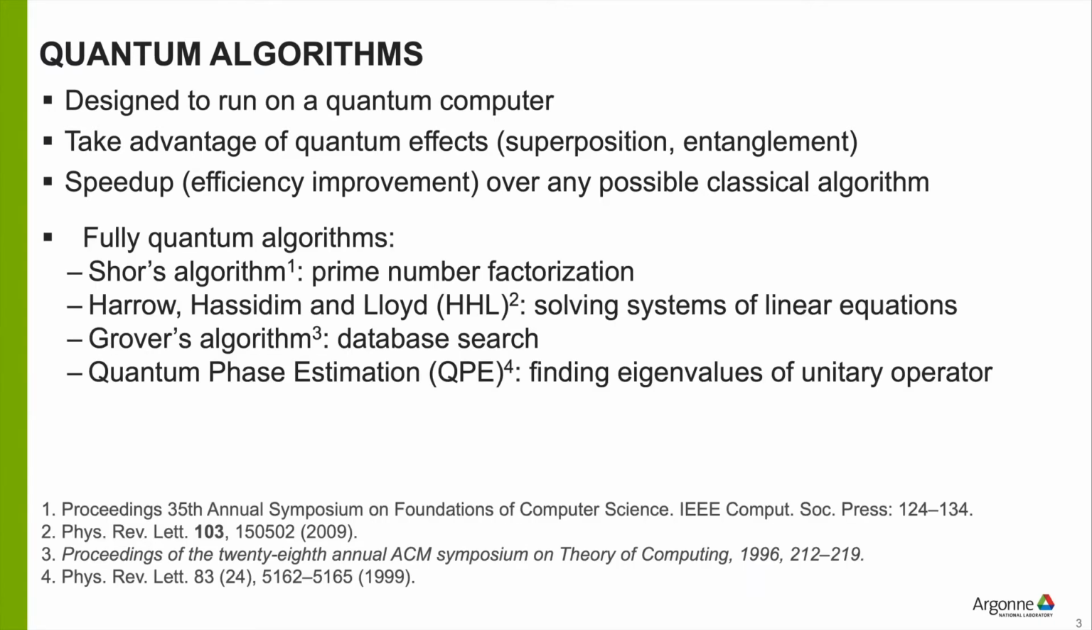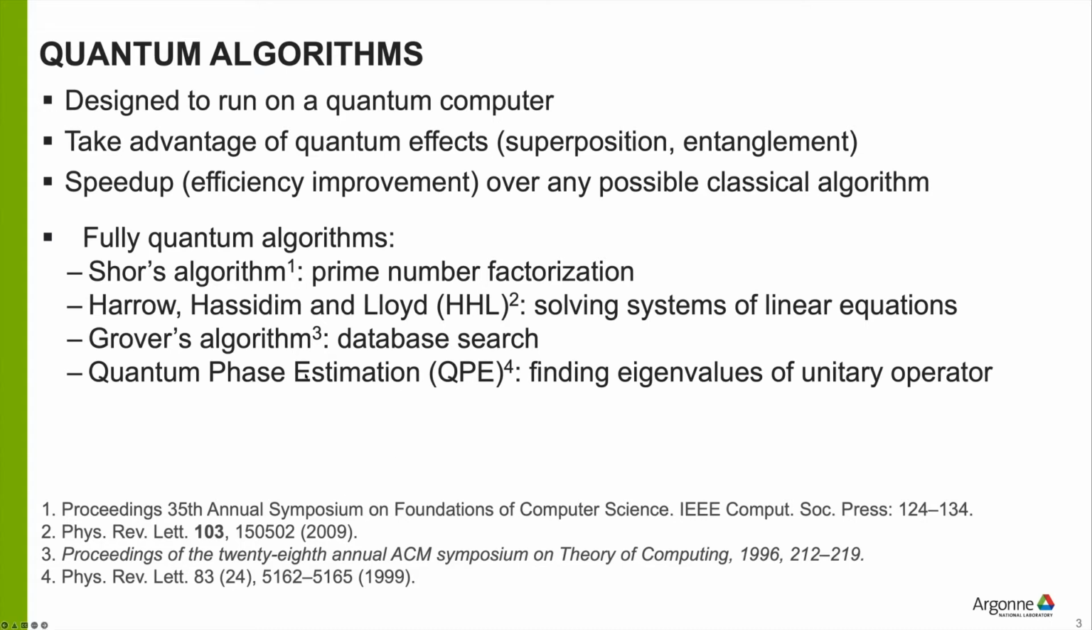Some examples of fully quantum algorithms are the famous Shor's algorithm for prime number factorization. If you have a good quantum computer, you can factorize very large numbers, which are used in modern encryption. That's one of the possible applications when we do have a large and capable quantum computer.